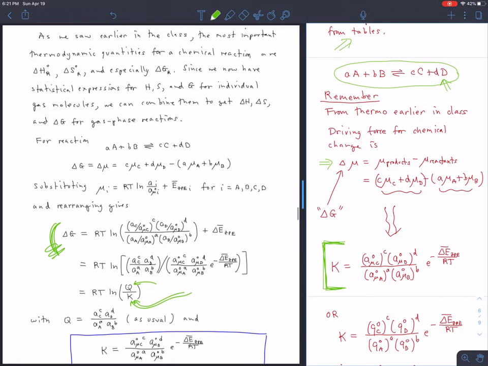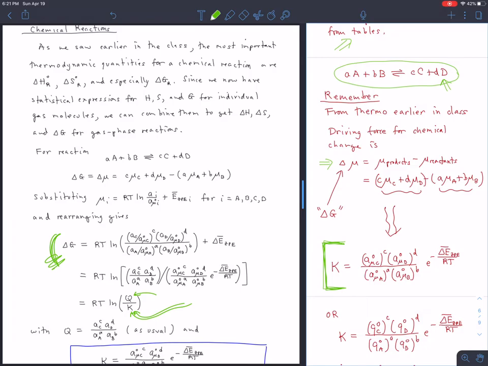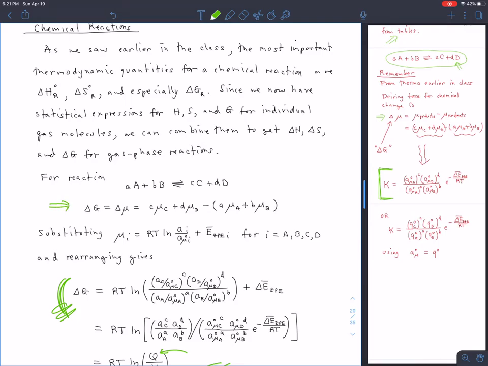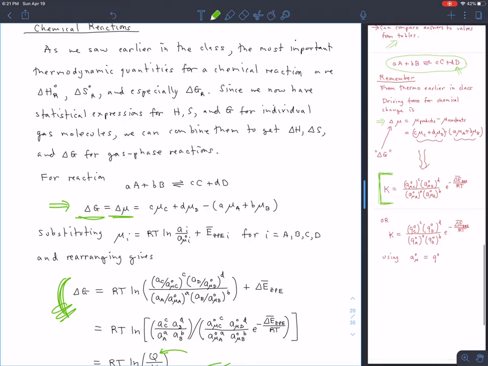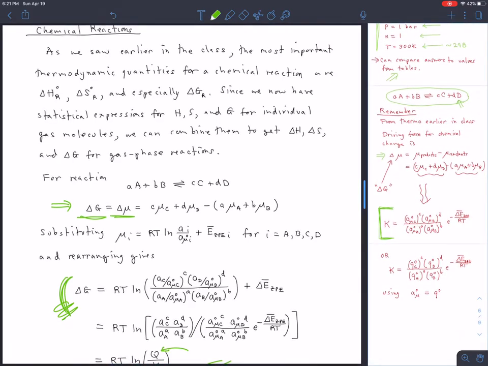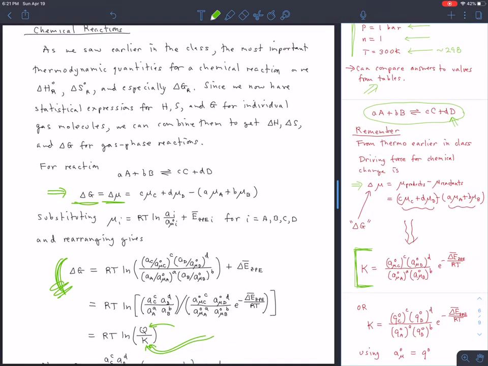All right. We now have an expression for chemical potential. And the molar free energy change for a chemical reaction really is just a difference in chemical potentials. It's, I say over here on the right, that the chemical potential difference is just the difference in chemical potential of products minus the chemical potential of reactants. That's the same thing we said earlier in the thermodynamics section.